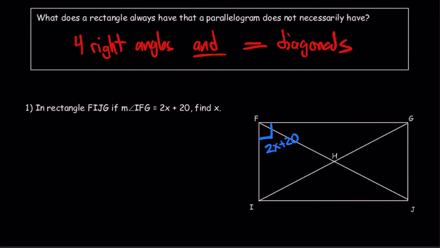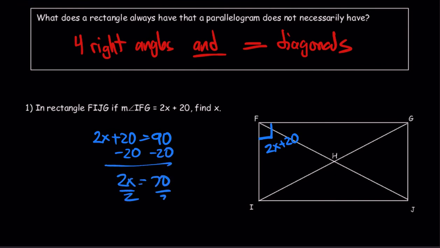This is about as easy an example as you're going to get. 2x plus 20 equals 90. Subtract 20 from both sides. 2x equals 70. Divide by 2. X equals 35. The question says, find the value of x. Great.